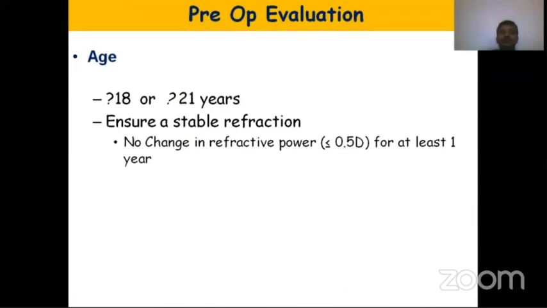Pre-op evaluation. The most important thing here is the age factor. What age is ideal for undergoing refractive surgery? Many patients are eagerly waiting to cross 18 or 21 so that they can undergo refractive surgery. Instead of 18 or 21, one factor I always consider in my refractive surgery patients is refractive stability for at least 1 year. There should not be a change of even 0.5 diopters in the refractive error, after 18 years ideally.